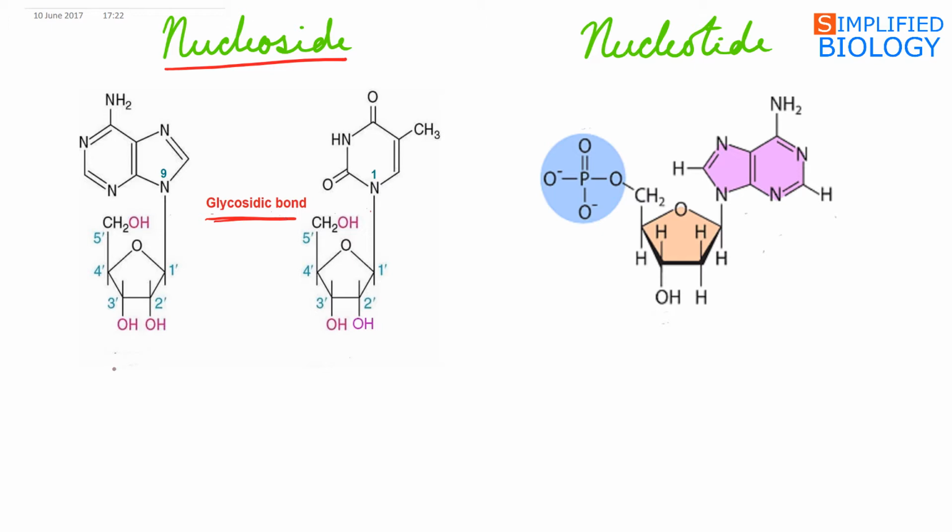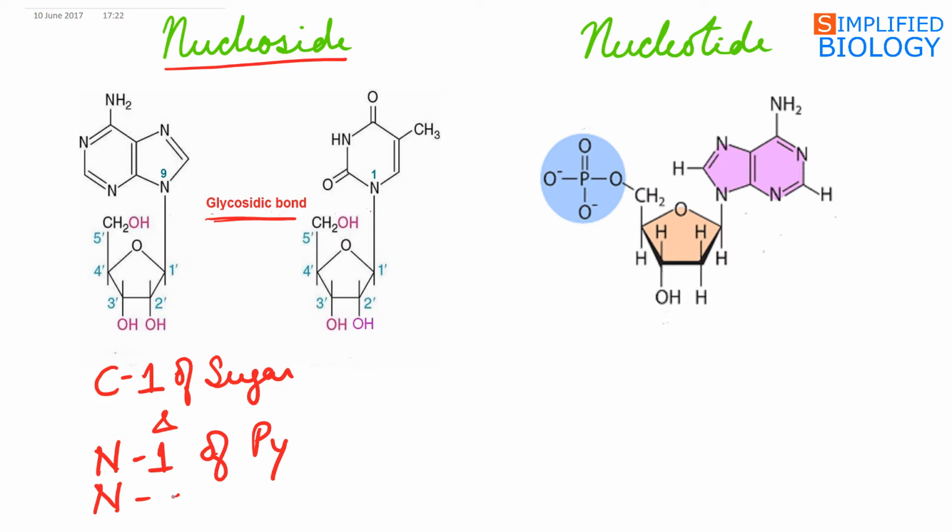Glycosidic bond is formed between the first carbon of sugar and first nitrogen in case of pyrimidine and nitrogen at 9th position in case of purine. So these are the glycosidic bonds formed between the base and the sugar, forming the nucleoside. Nucleoside plus phosphoric acid forms the nucleotide.